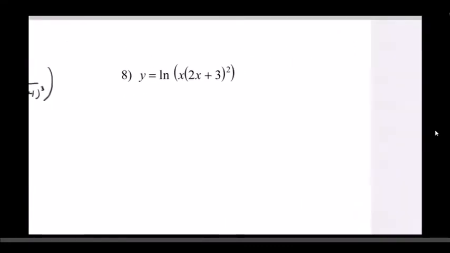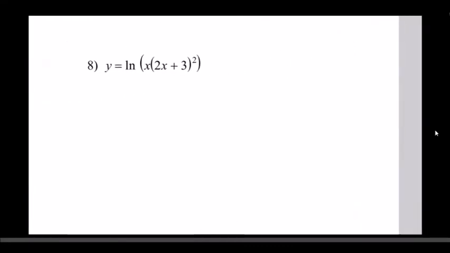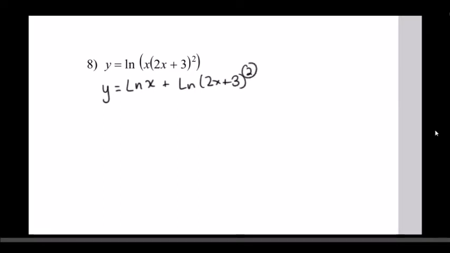And question 8, similar thing. First, we're going to have to separate the natural log into smaller natural logs. It'll be easier to differentiate. So we've got a product right here. So we can separate that product using the product property of logarithms, natural log of x plus natural log of 2x plus 3 squared. And then again, we can move that exponent of 2 down.